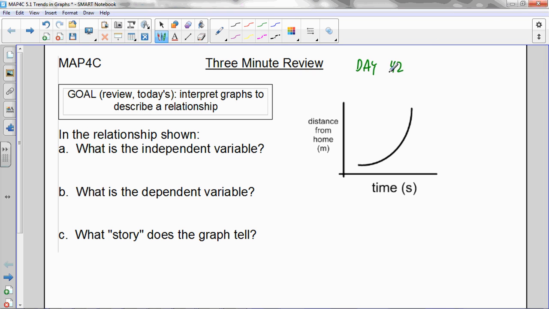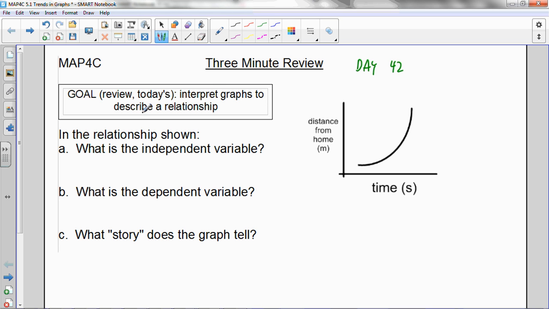MAP4C, day 42, lesson 5.1, the first lesson in Unit 5. Unit 5 is called Graphical Models. When we're talking about a graph here, we're not talking about a bar graph or a pie graph or something like that. We're talking about a math graph, the graph of a function, like the one we see here. And so we're going to be talking about those sorts of concepts in this chapter.